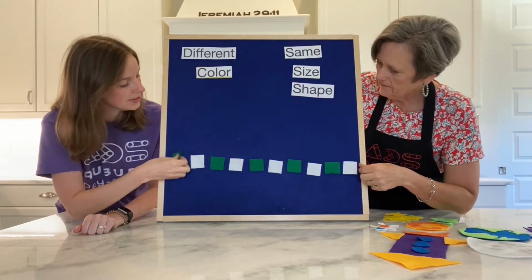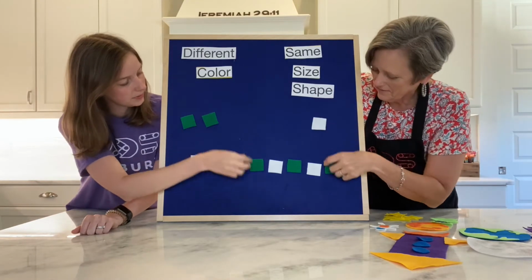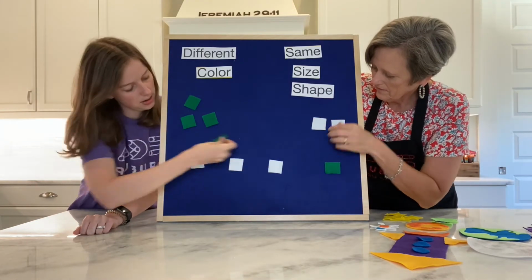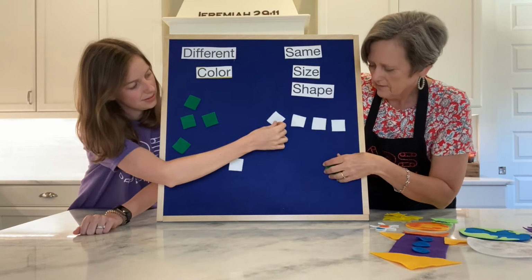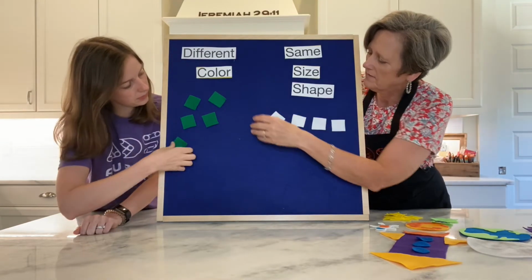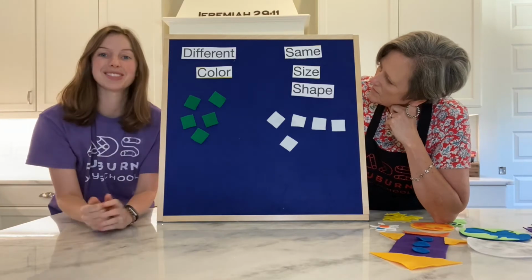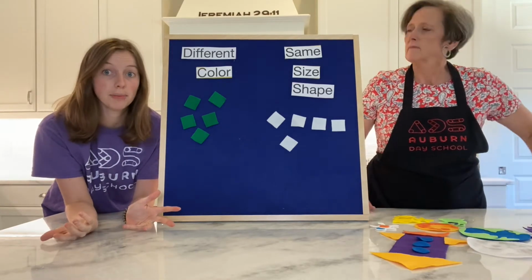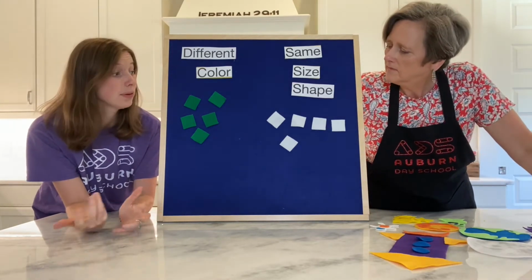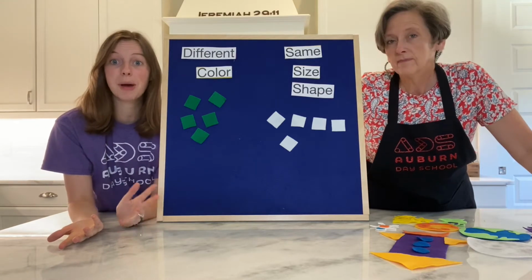I'll get all the greens. I'll get all the whites. Just like we practiced last week. It's kind of like taking our pattern apart. Awesome. There we go. So if we sorted them by what was different, we could sort them by color. And if we wanted, we could put them back into a pattern now. And remember, it's important to know that patterns repeat.